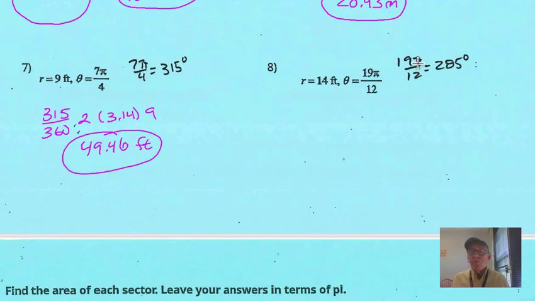For number 8, 19 pi over 12 is the same as 285 degrees. So you have 285 over 360 times 2 times pi times the radius, which is 14, and that'll give us the arc length. So 285 divided by 360 times 2 times 3.14 times 14 is 69.60. And we're dealing with feet.